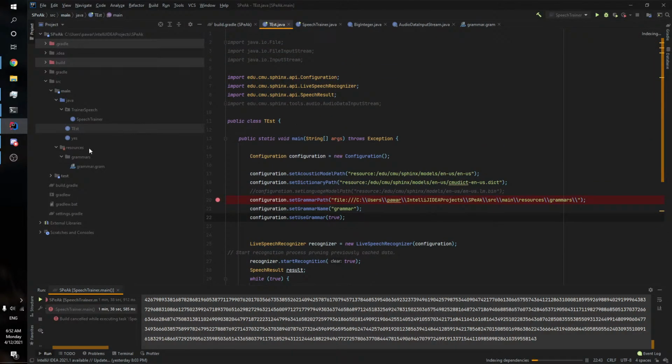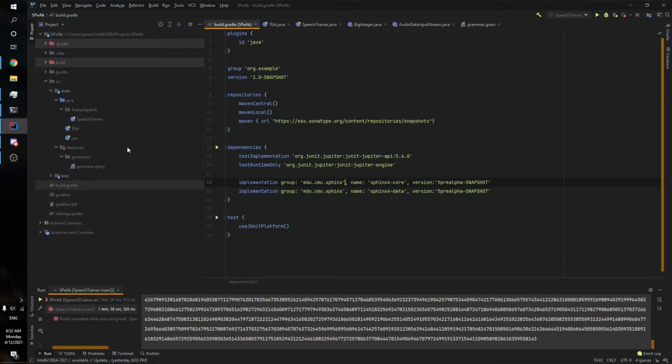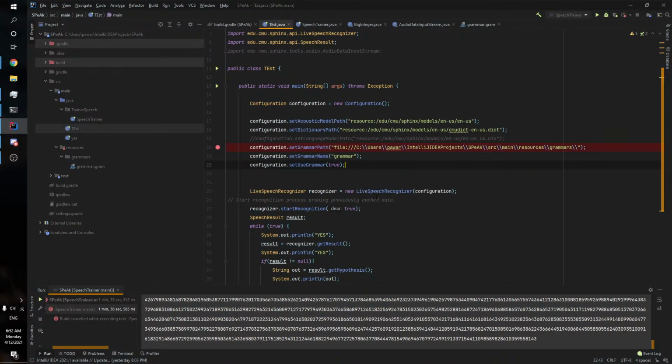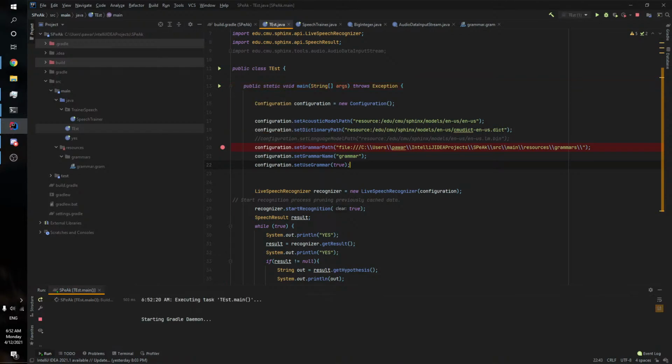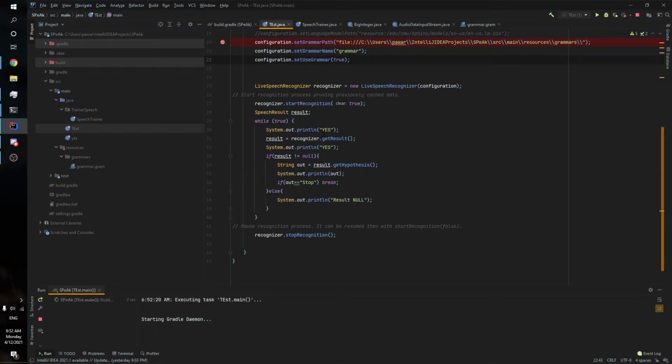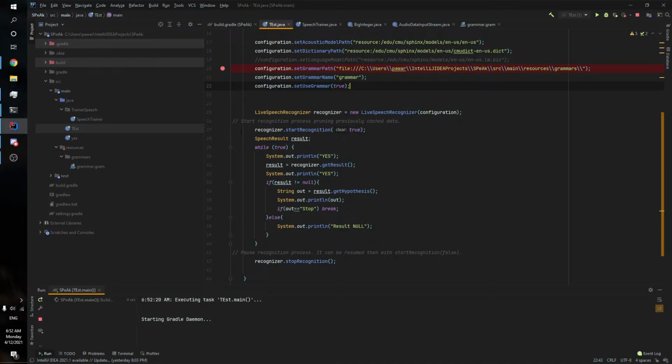This was when I tested the, which one was it? Yeah, CMU Sphinx. It seems to work, but it doesn't work too well. You know, I think I can show it to you right now. Let me run it. New live search. Previous cache data. Get result print yes.